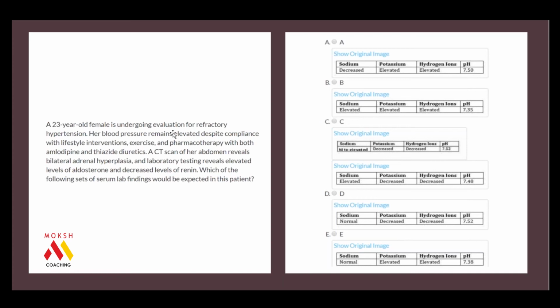And then they do imaging. The CT scan reveals bilateral adrenal hyperplasia, and the lab testing reveals elevated levels of aldosterone and decreased levels of renin. Okay, so we're thinking more endocrine system. Now they're asking which of the following lab values it is. So you look at your choices here. Which one? Keep your answer, and we'll come back to the answer in a second.